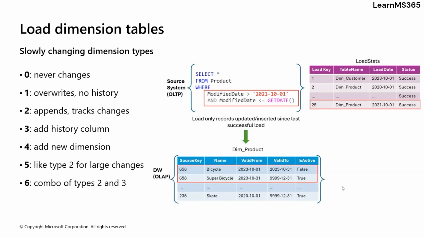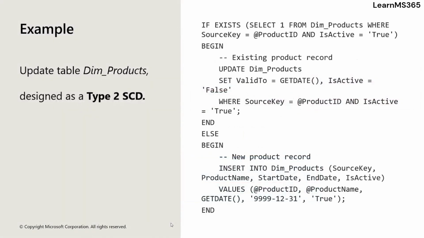In type 4 SCD, a new dimension is added. In type 5, certain attributes of a large dimension change over time, but using type 2 is not feasible due to the dimension's large size. Then type 6 SCD is a combination of type 2 and type 3.